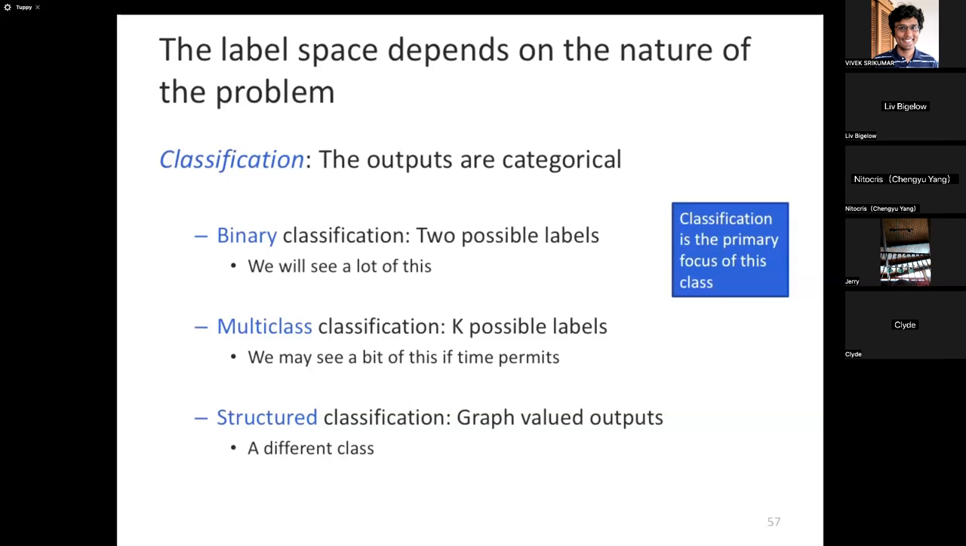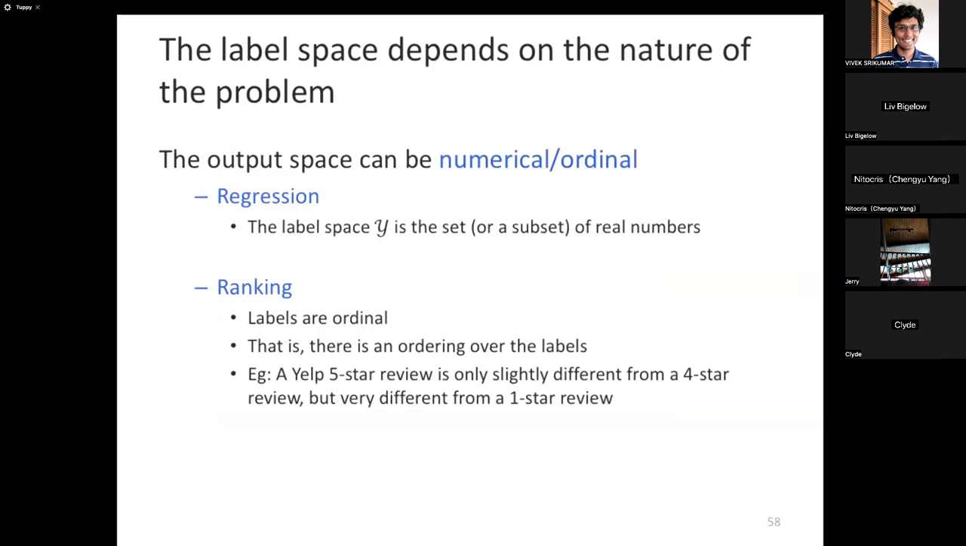Classification is the main focus of this class, because I know that many of you learn about regression in other places. So we'll be spending a lot of time on classification. And I did say regression. If the output space is a number, we call this a regression problem. The label space consists of all possible real numbers, or maybe a subset of real numbers. When I say subset, maybe all numbers between 0 and 1. These things are regression problems.